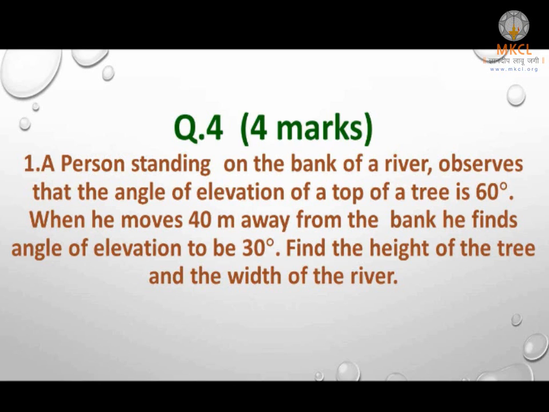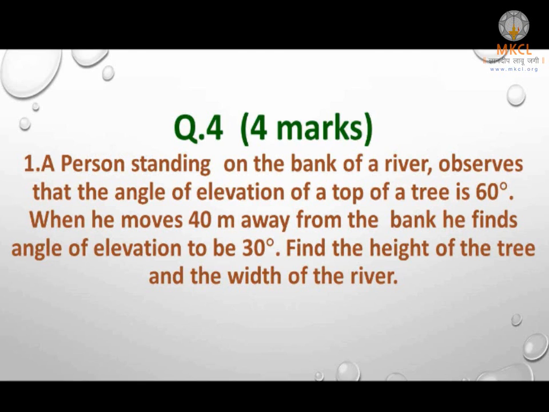So, show a river by a certain segment, a tree on one side and the observer on the other side, draw proper figures, draw right angle triangles, and show the distance between the two observation points to be 40 meters. You will notice that you will get 2 right angle triangles, and in both of them the height of the tree becomes a common side. Remember, we assume that the tree is exactly vertical to the ground.